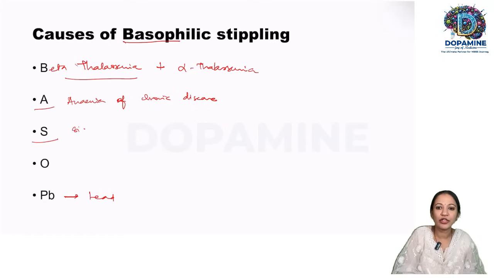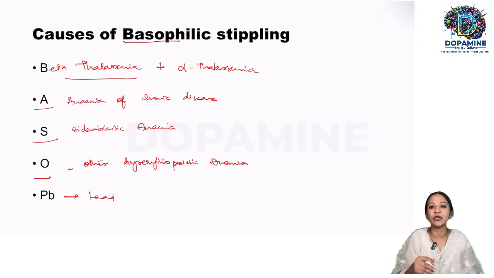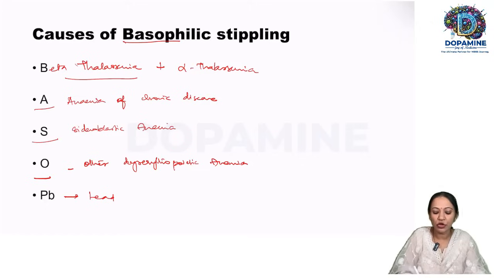Yes, for sideroblastic anemia, where iron cannot be taken up by the RBC precursors, that is sideroblastic anemia. And what is the other? O for other dyserythropoietic anemias. Dyserythropoietic anemias can be because of congenital dyserythropoietic anemia, or even B12 deficiency, you can have dyserythropoiesis. So all these things are the causes of basophilic stippling. So not only lead, aluminium, any heavy metal poisoning can cause basophilic stippling.